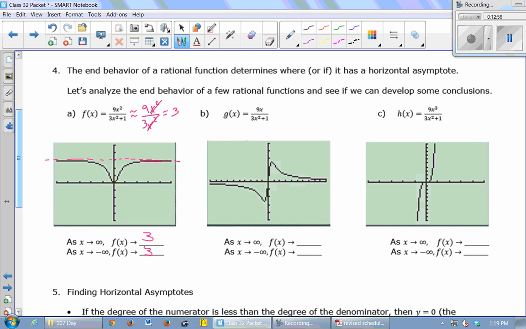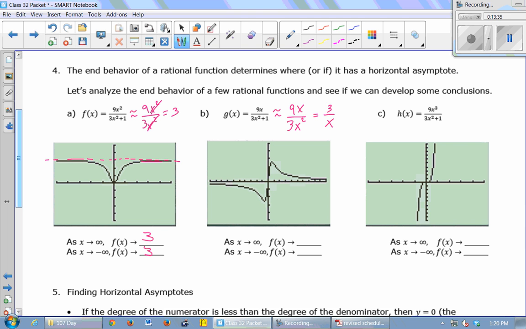So let's think again about what happens as x gets really, really, really big, right? If I have 9 times a gajillion, divided by 3 times a gajillion squared plus 1. Is the plus 1 going to make much of a difference? No. So I could say for x's that are really big, this is approximately the same as 9x over 3x squared. I can drop the 1. It doesn't make a big difference. So now what can I do? Yeah, so I can cancel one of my x's.